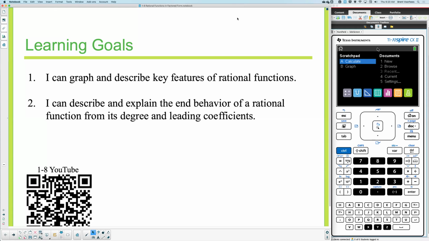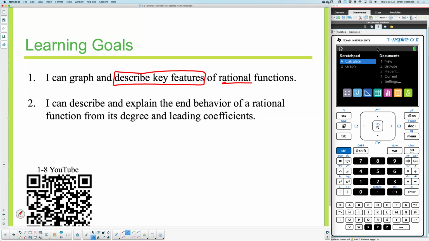All right, lesson 1-8. So today we begin looking at what's called a rational function. So a rational function here, this is their keyword here. Today specifically, we're going to graph and describe key features. The main portion of today is going to be about describing key features. That's the goal for today.